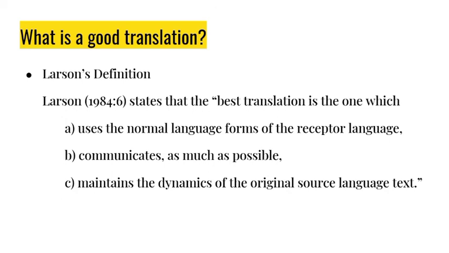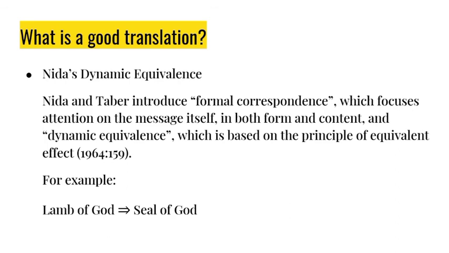The last is Nida's dynamic equivalence. It's about formal correspondence. It means it focuses attention on the message itself in both form and content. Also, it's about dynamic equivalence, which is based on the principle of equivalent effect. For example, Lamb of God is equivalent with Seal of God.